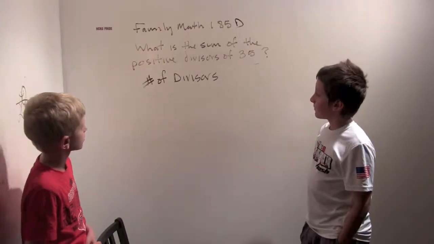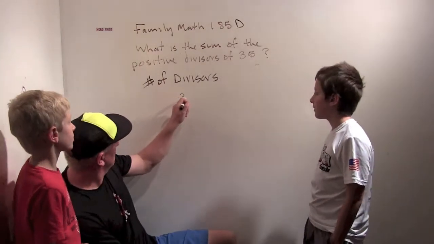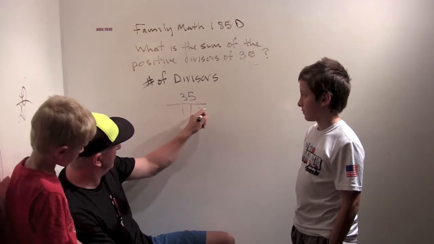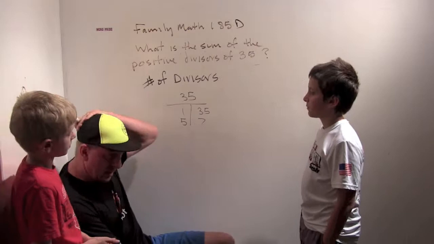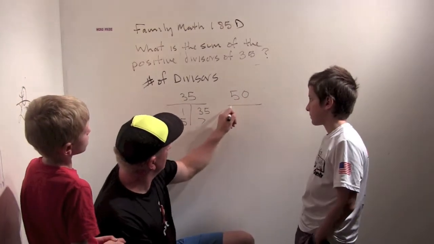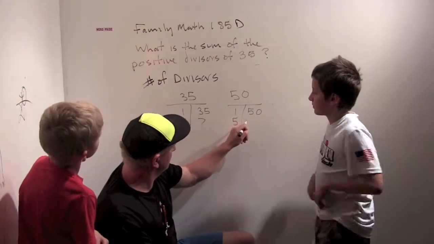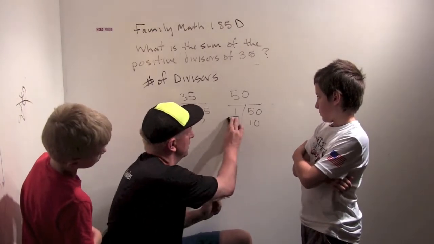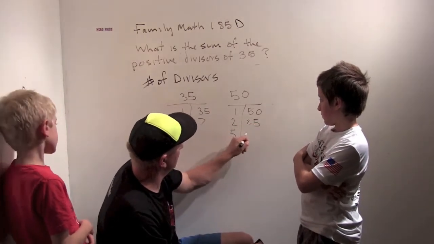Okay, so with 35, how many divisors did we have? We had 4 divisors: 1 and 35, and then 5 and 7. So we had a total of 4 divisors. And for 50, I should have left it on the board: 1 and 50, 2 and 25 first, and then 5 and 10, so there were 6.